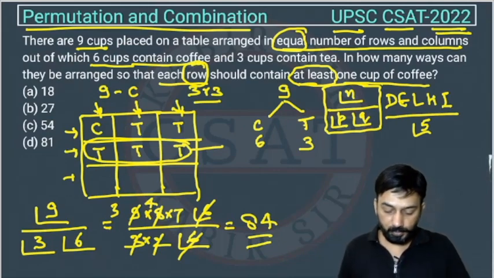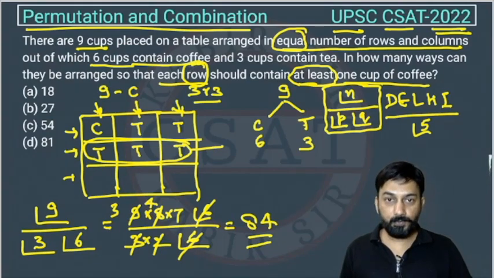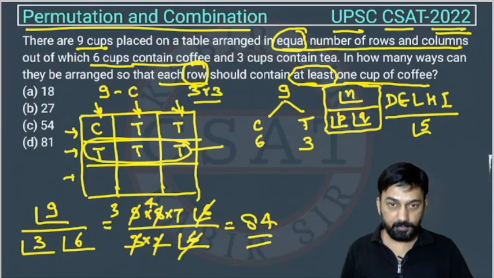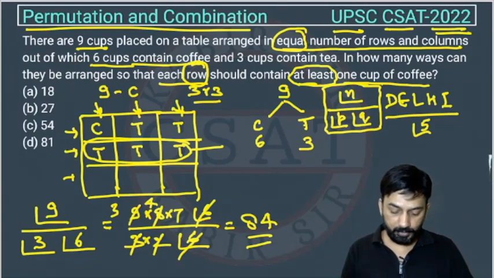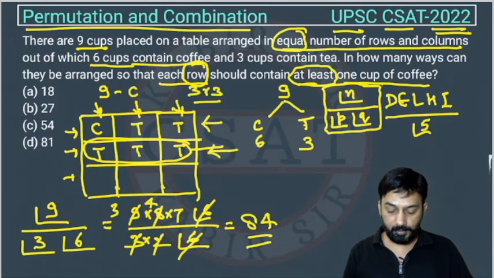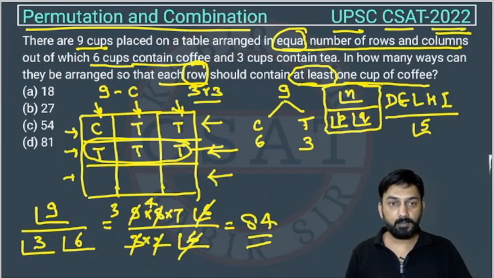Right. Now, out of these 84, we have also considered the cases where all teacups will come together. Right. So in how many cases will all the tea come in one row? Right. So there are only three possibilities. If you see, all three teacups can come here in the first row. There is another possibility that all teacups come in the second row, and another possibility that all teacups come in the third row.